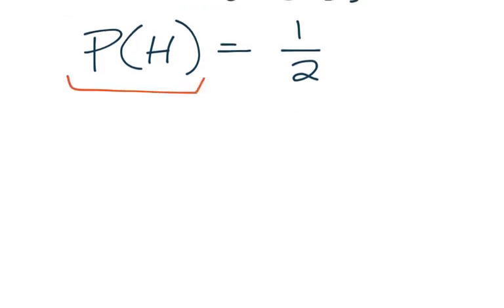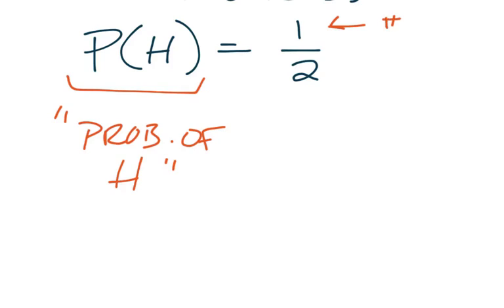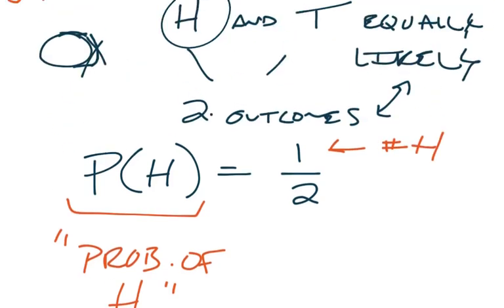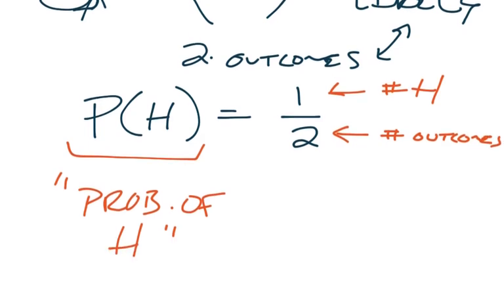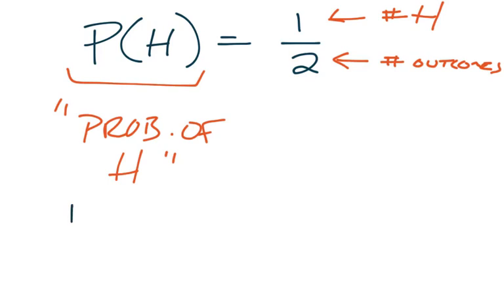The way you read this is the probability of heads, which is shortened to H, is equal to 1/2, and this is the number of H's that are on the coin. There's only one H on this coin. And this is the number of outcomes total for the coin. Very simple extrapolation here.